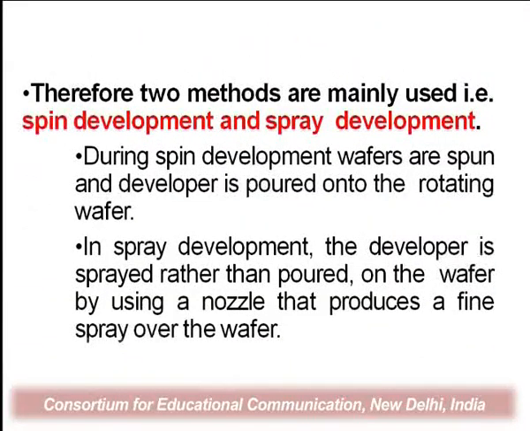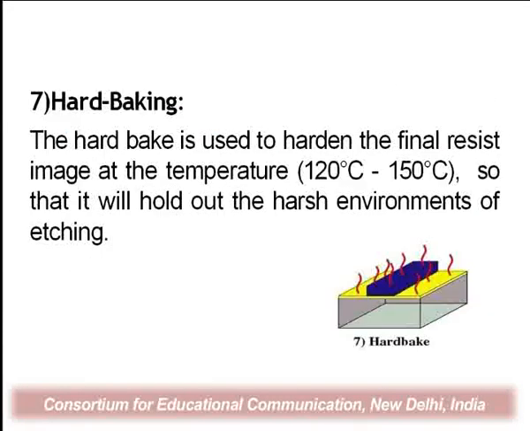During spin development, wafers are spun and the developer is poured onto the rotating wafer, as we discussed. In spray development, the developer is sprayed rather than poured. The particular resist is sprayed on the wafer using nozzles that produce a fine spray. So by using two methods, we can prepare the resist, either spin development or spray development.